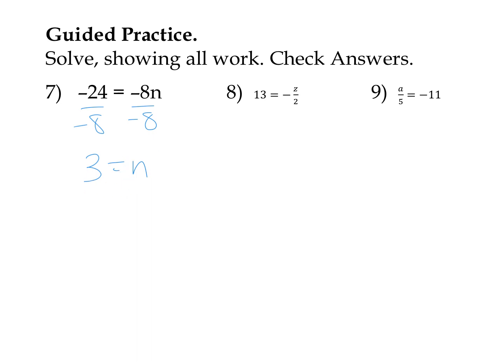And I can check that. Okay, I would have negative 24 equals negative 8 times 3. Negative 24 equals negative 24. That works, and I know I got that right.